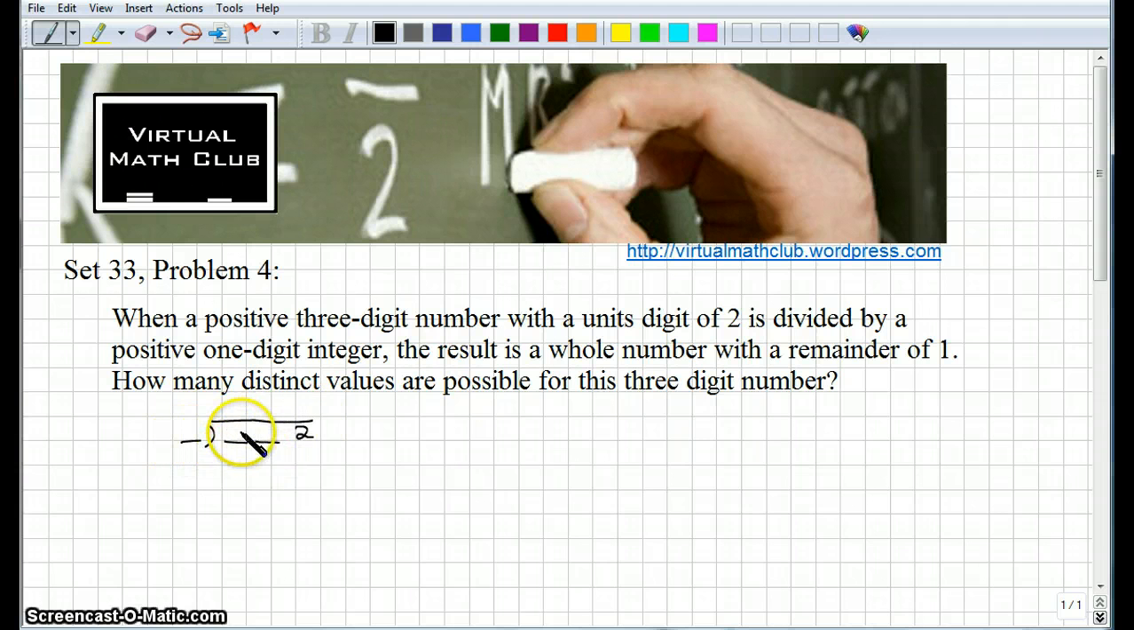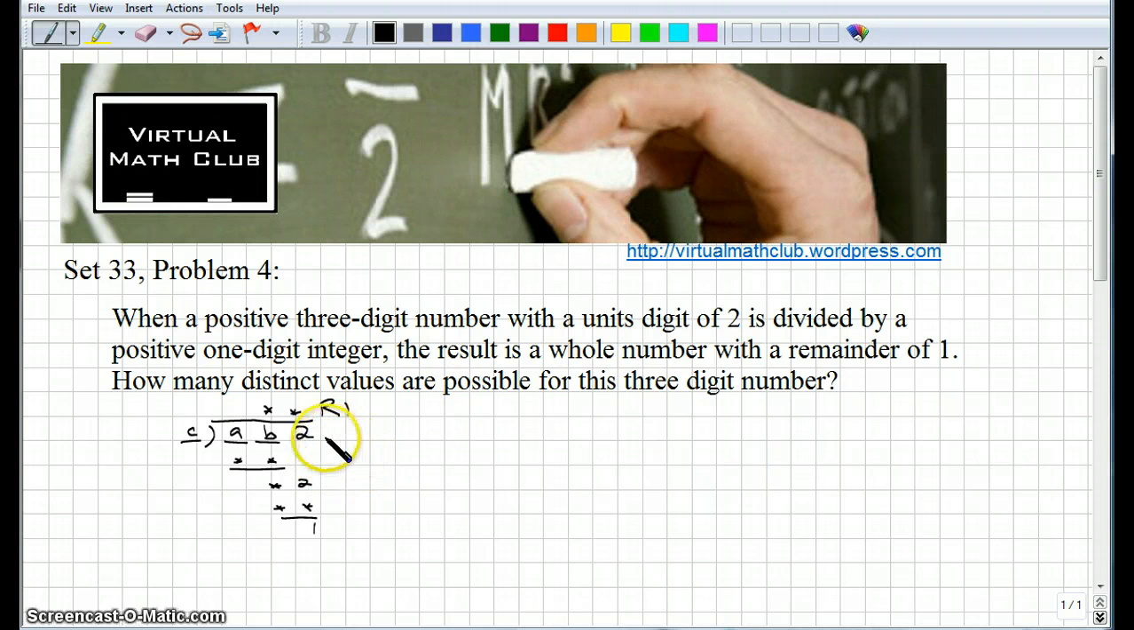So we could say this digit is A, this digit is B, and let's call this digit C. So we multiply here, and then we get something here, and then we subtract, and then we get something here, and then we drop the 2, and then we multiply again by something else, and then subtract, and we get 1, so we get a remainder of 1.